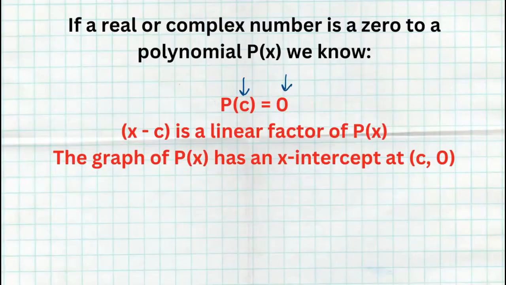The other thing we know is that if we look at a graph of this function, we're going to see an x-intercept at (c, 0), where the graph crosses the x-axis. But if there are any imaginary parts of that complex number, you actually will not see an x-intercept, because x-intercepts only occur at real zeros.